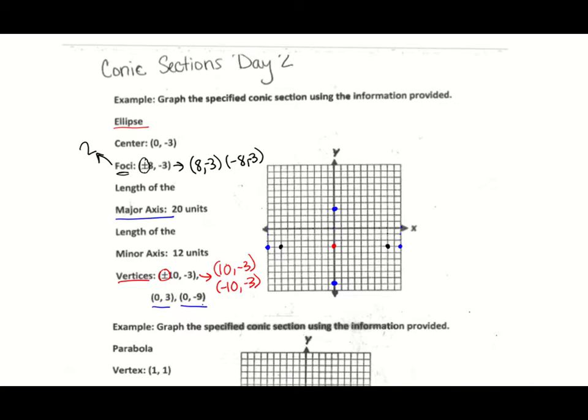Now I know my major axis is going to connect these 2 points right here, and I can check that that's 20 units long. If I count each one of those lines, I get 20 across. Same with my minor axis, 12 units down. When I connect these right here, there are 12 units in between those 2 vertices. So now I'm ready to draw my ellipse. I've got my 4 points, and so I can draw a rough sketch of the outside of that ellipse.